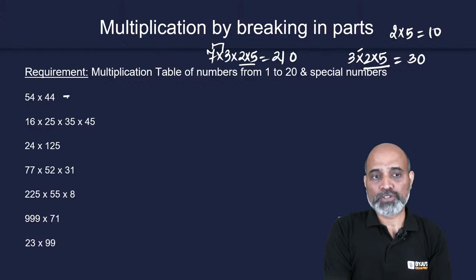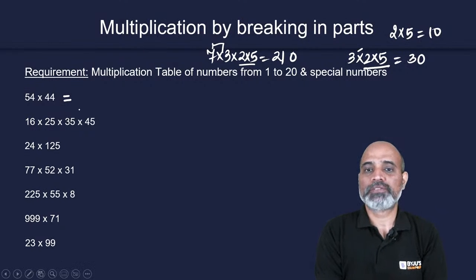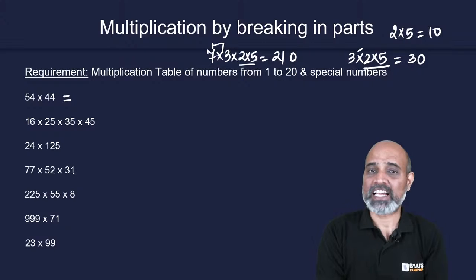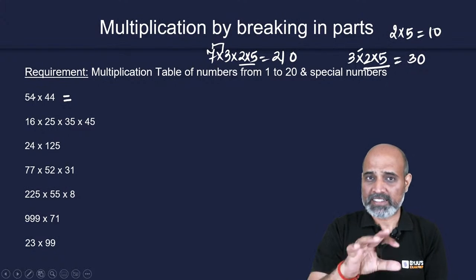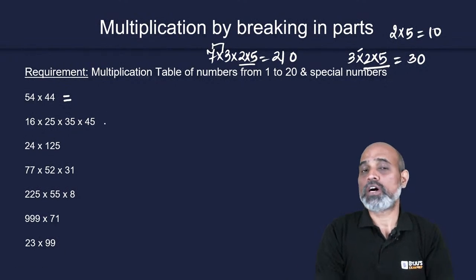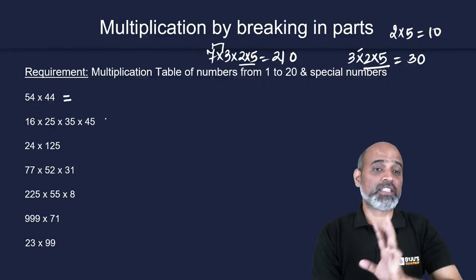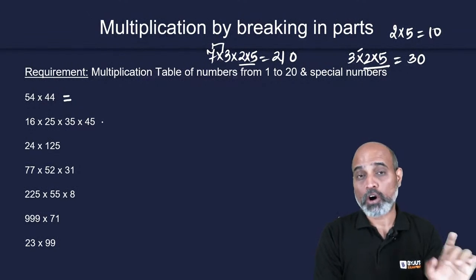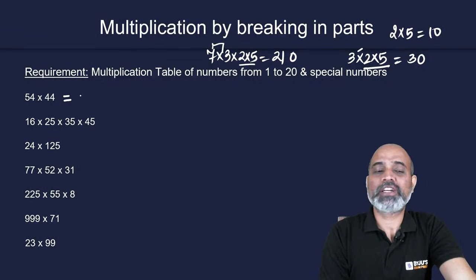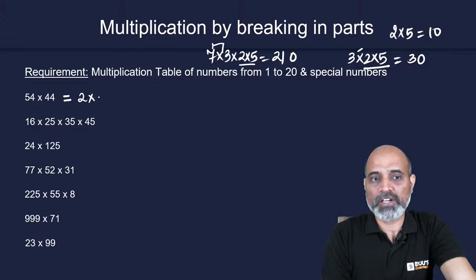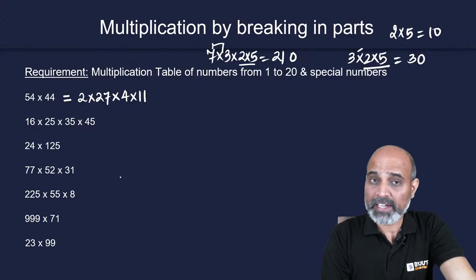So if I have to do 54 into 44, if I have to do this calculation, is there any way by which we can break it down and then rearrange things? So now pay attention, okay? These are not random values. They all follow one pattern or the other. So 54 into 44, 54 can be written as 2 into 27, and 44 can be written as 4 into 11, right?